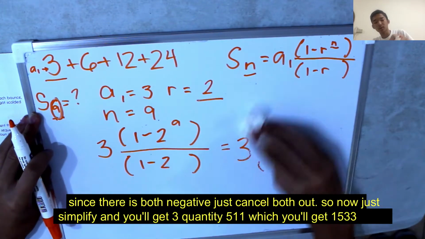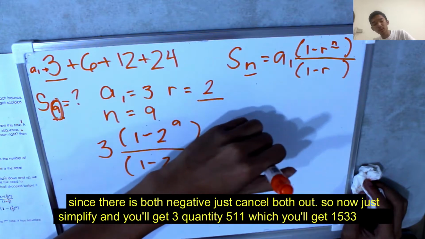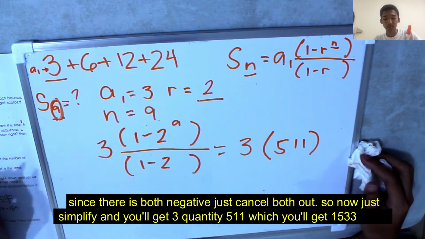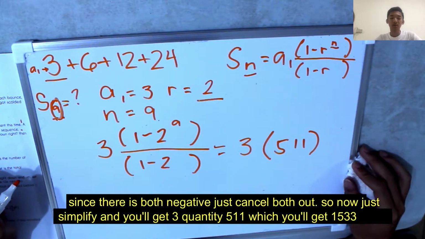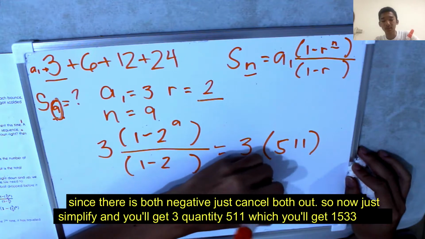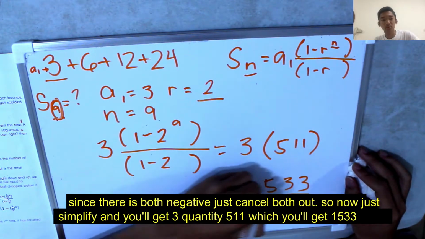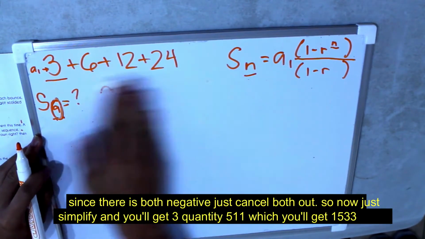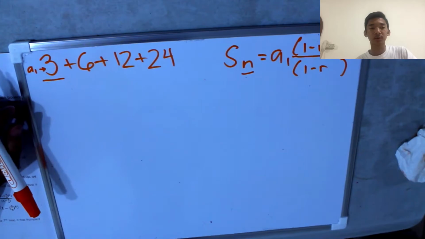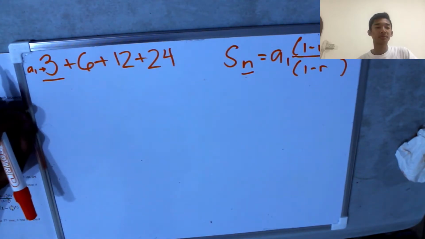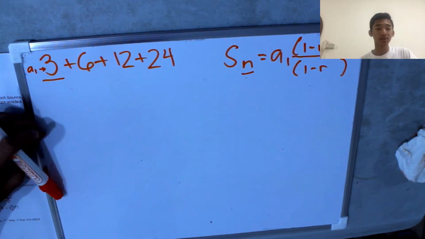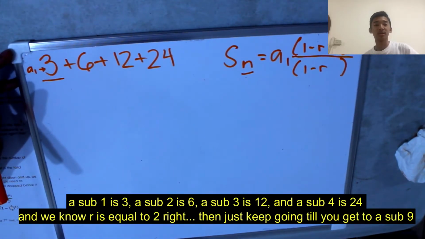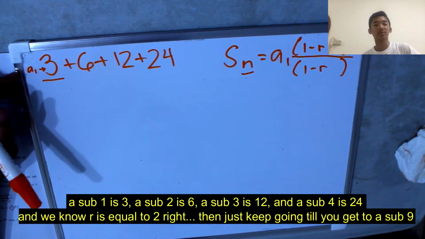So let's just do it this way. 3 times quantity 511. If we distribute that 511 to 3, you'll get 1,533. Yes, 1,533. So the purpose of showing this formula is that it's easier than the other method. So this is the harder method.